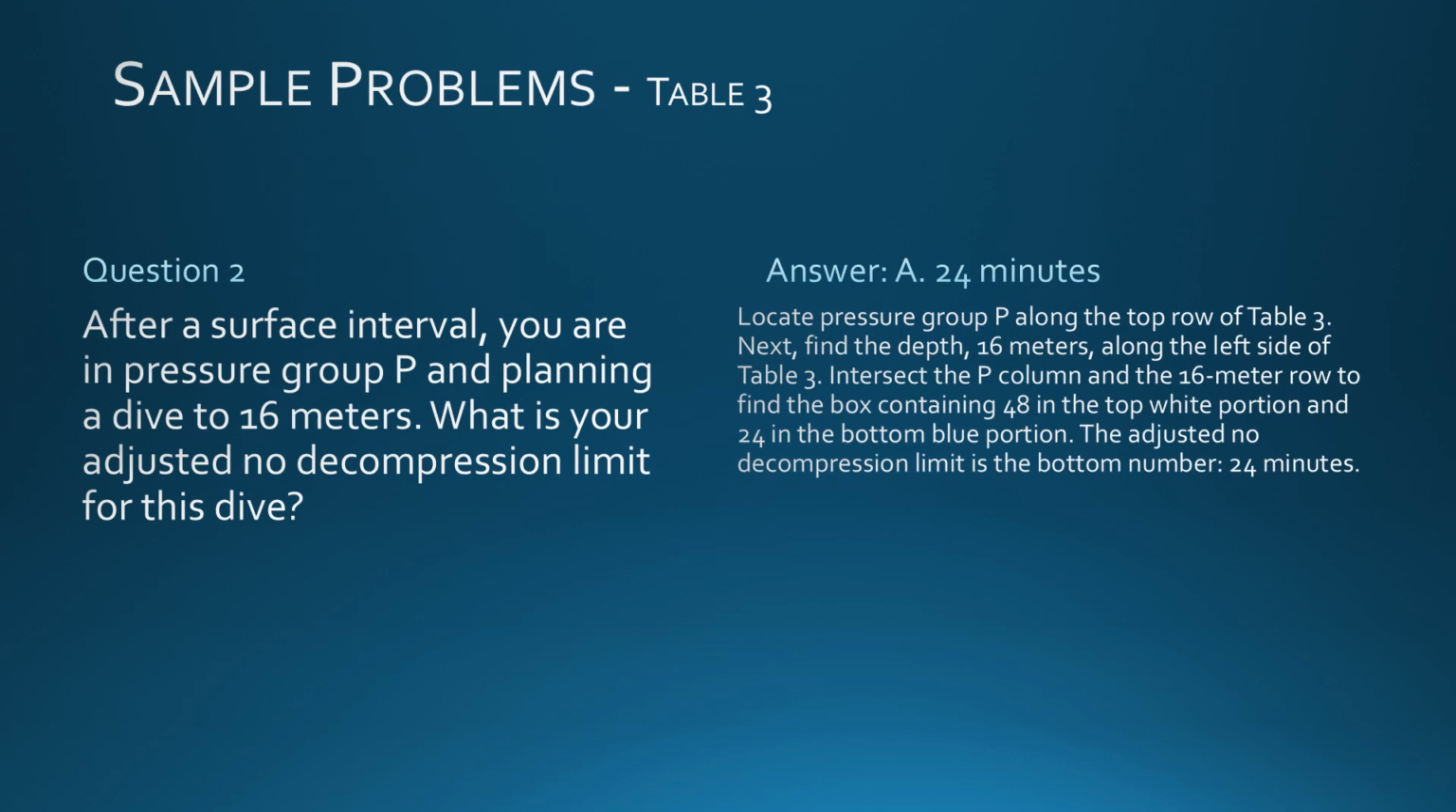Locate pressure group P along the top row of Table 3. Next, find the depth 16 meters along the left side of Table 3. Intersect the P column and the 16-meter row to find the box containing 48 in the top white portion and 24 in the bottom blue portion. The adjusted no decompression limit is the bottom number, 24 minutes.